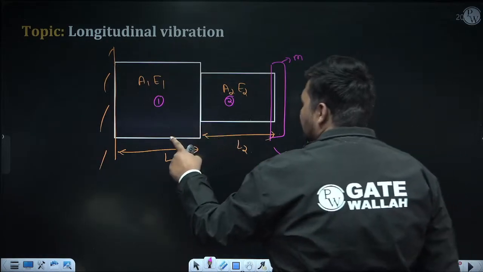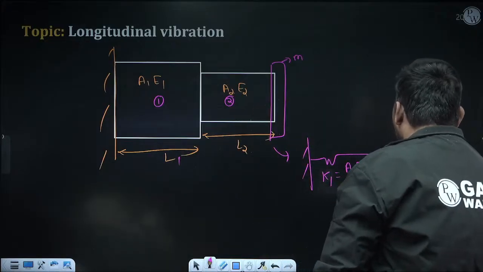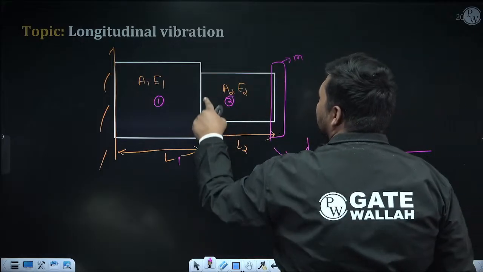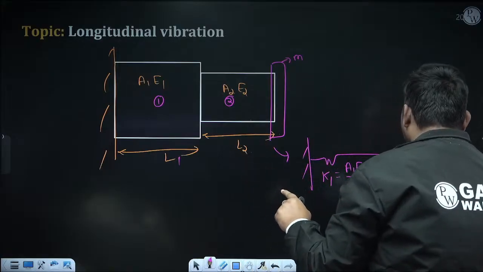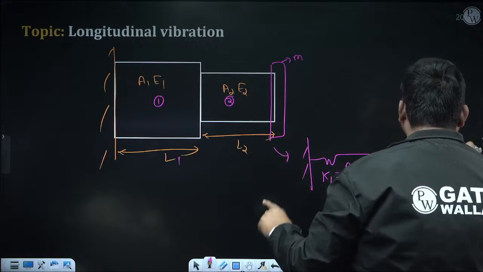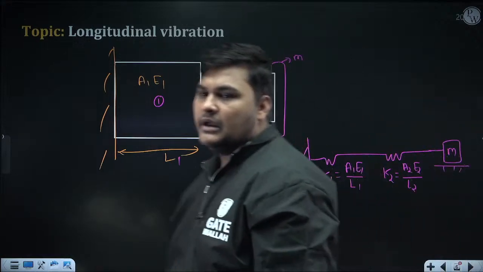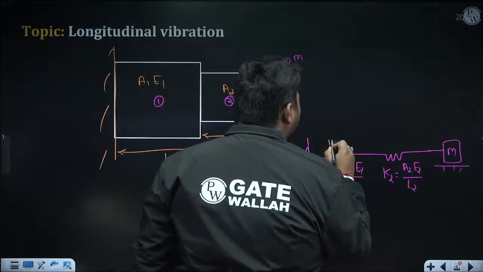Now with this, bar 2 is attached, so with this spring we attach spring 2, whose stiffness is K2, and K2 is nothing but the axial stiffness of this portion of the bar, which is A2 E2 upon L2. Now with this the rotor is attached. So here attach the rotor. Rotor means point mass M. Now from this equivalent diagram, we can easily calculate the overall equivalent stiffness K.